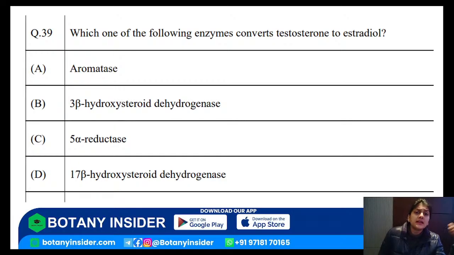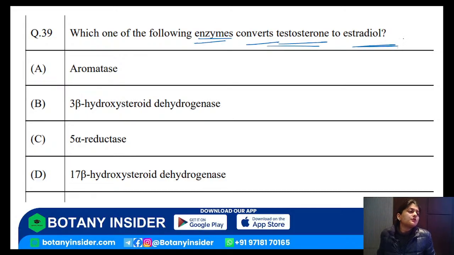Which of the following enzymes converts testosterone into estradiol? Yes, mark the answer for this. Aromatase, 3-beta hydroxysteroid dehydrogenase, 5-alpha reductase, 17-beta hydroxysteroid dehydrogenase. What should be the answer? Mark this.